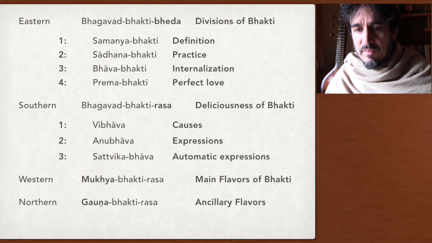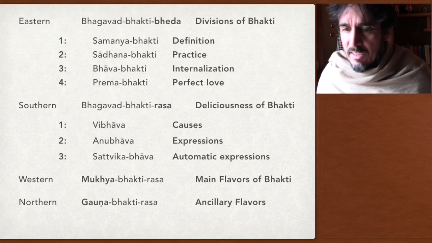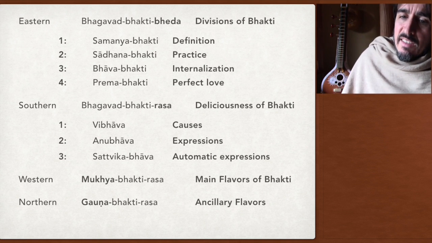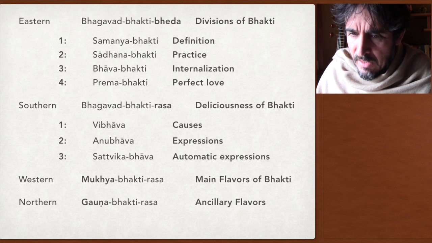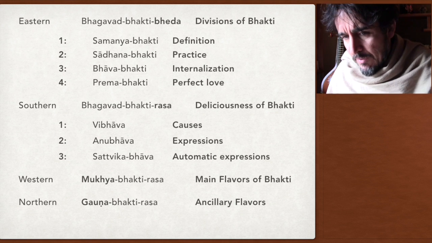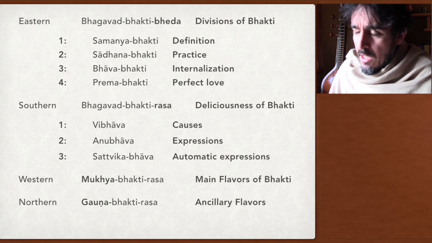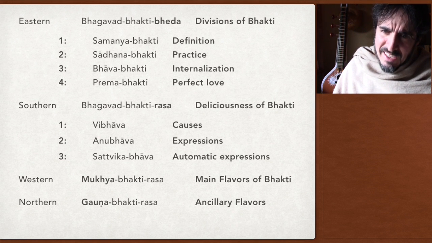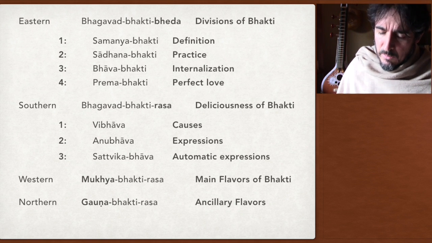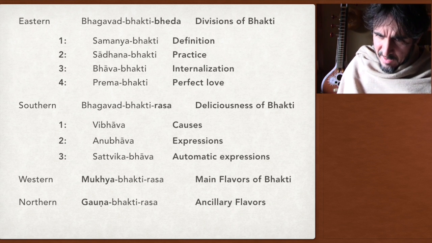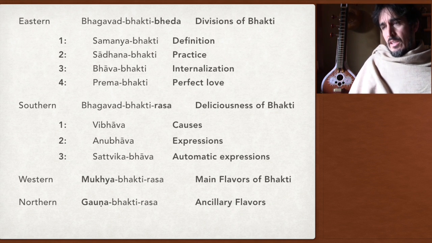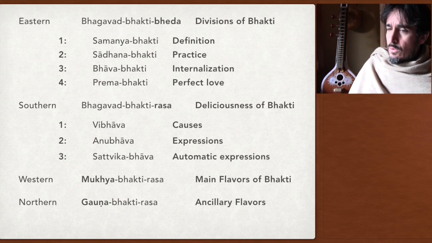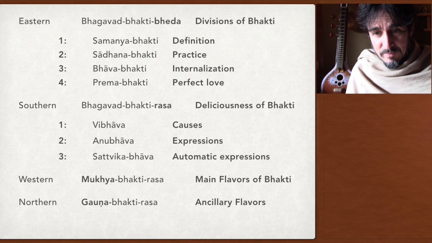And the third wave in the Southern Division is called Sattvika Bhav. Sattvika Bhav is a special kind of Anubhav, a special kind of expression. What's special about it is that it's automatic. It doesn't go through an intellectual process. It just comes directly out from the sattvika, which means from the soul, from the essence itself. It doesn't go through the intellect first. Here's an example. You love your child, you see your child, so you think, let me give him a hug. So that's an Anubhav.